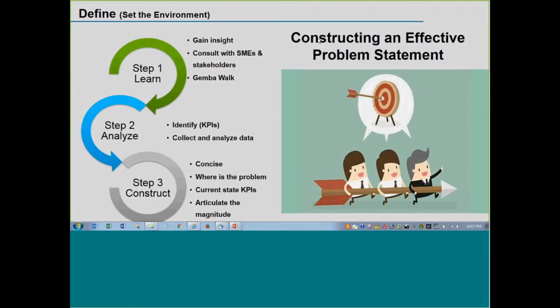Your problem statement should be concise. Should be very clear about exactly where physically the problem is occurring. You should include your current state KPIs that you've gathered in this process in your problem statement. And it's important to articulate the magnitude of the problem that you're dealing with. To do this, you can incorporate those KPIs. You can even include dollars and cents. Nothing grabs an executive's attention more when you are trying to get buy-in for a project than telling them how much this problem is costing.